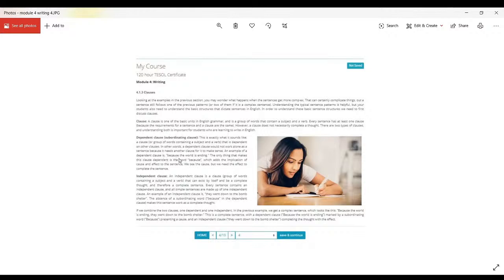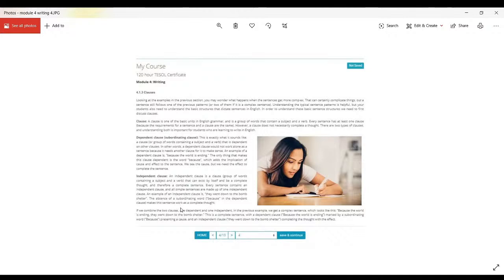So we see the noun, the subject and the verb there. The only thing that makes this clause dependent is the word because, which adds the implication of cause and effect to the sentence. We see the cause, but we need the effect to complete the sentence. So let's proceed to the independent clause, the other type of clause. An independent clause is a clause or group of words containing a subject and a verb that can exist by itself and be a complete thought, and therefore a complete sentence.